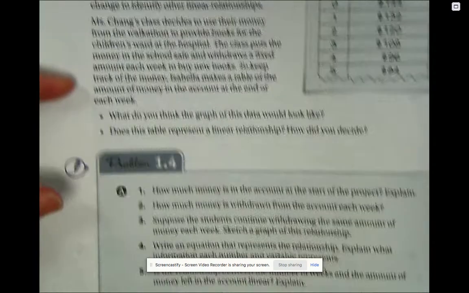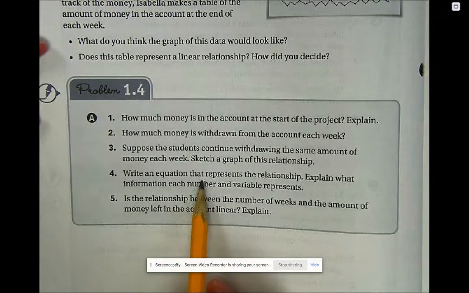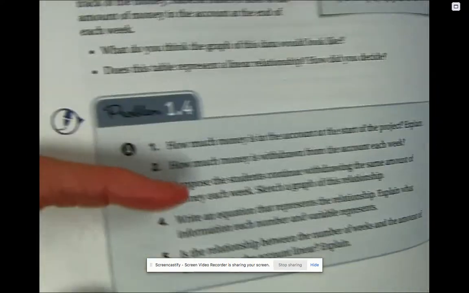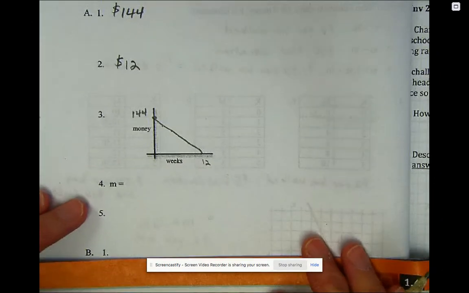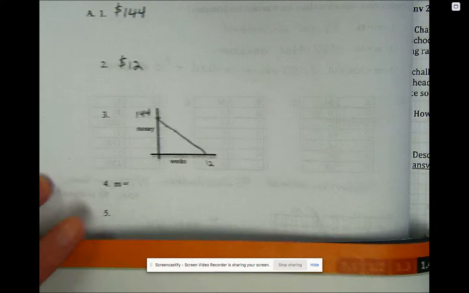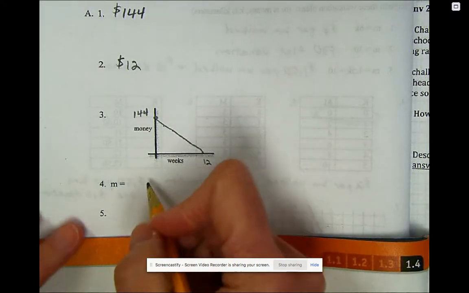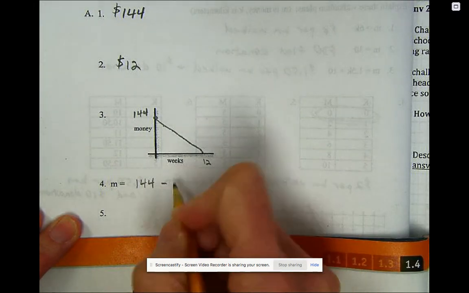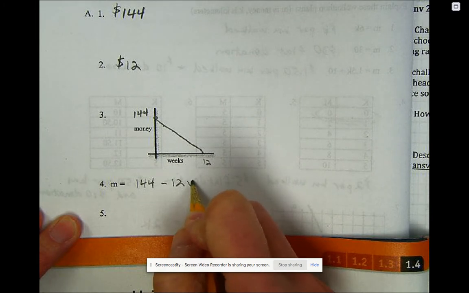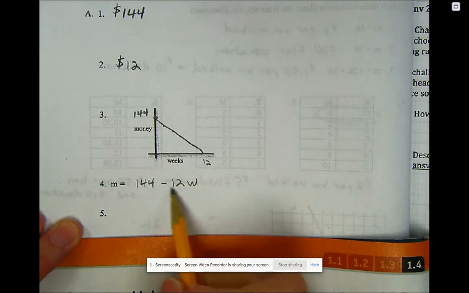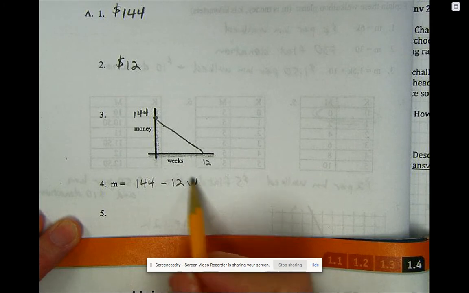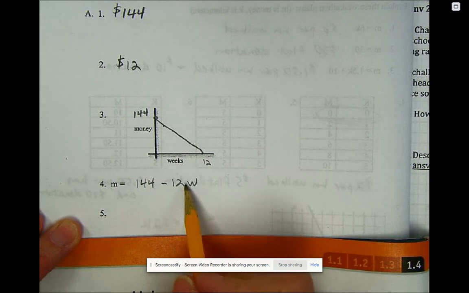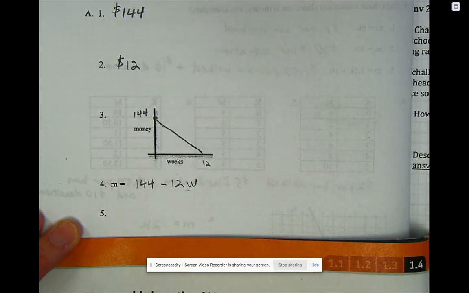Okay, question 4 says, write an equation that represents the relationship. Explain what information each number and variable represents. Okay, so how much money based on the weeks? Okay, so did you think that I'm starting with $144 and each week I'm subtracting $12? So I'd have to multiply 12 by the number of weeks. So like after 1 week, I'd only take away one $12, but after 2 weeks, I'd have taken away $24. So 2 times the 12, after 3 weeks, so 3 times the 12. So I'd take away 36, etc.